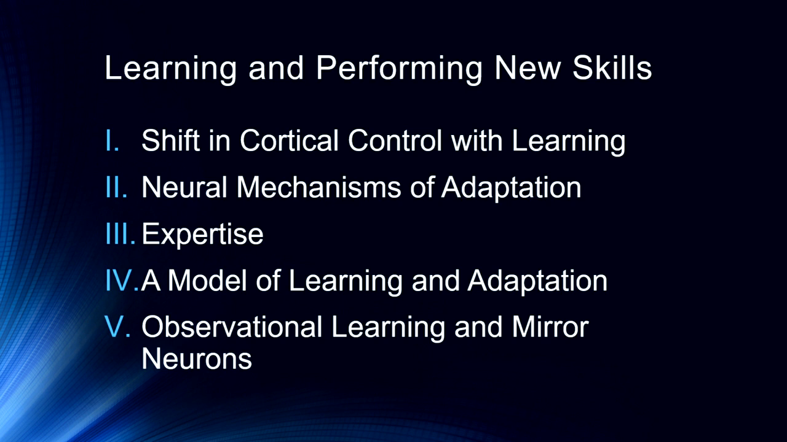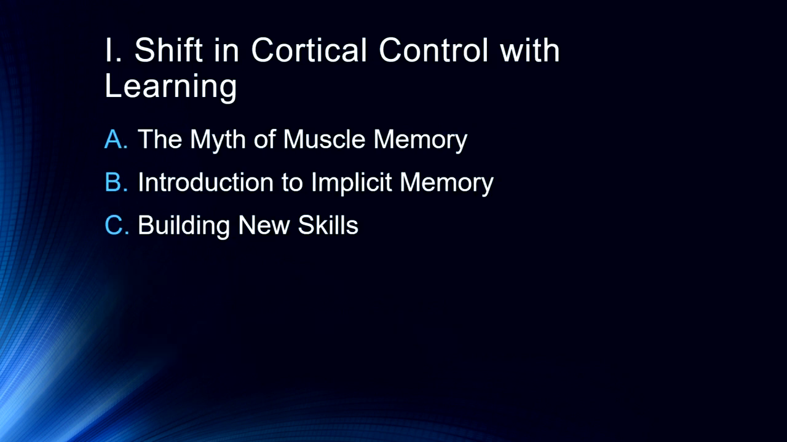What we're going to do is start off by talking about how we have a shift in cortical control with learning and talk a little bit about what that looks like. We'll then look at neural mechanisms of adaptation, talk about expertise. I'll introduce you to a model of learning and adaptation and the cortical structures involved. And then finally, I want to talk a little bit about observational learning and mirror neurons and how that's related to motor learning.